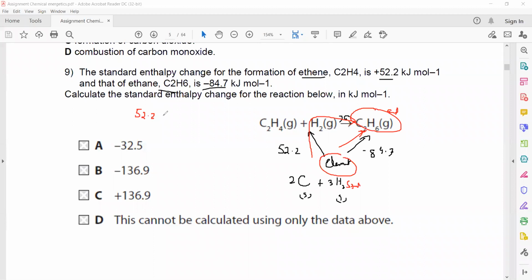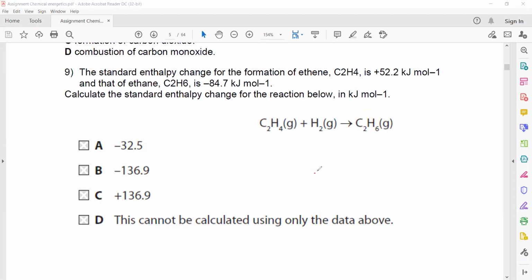So it will be 52.2 plus x equals minus 84.7. On the other side, the 52.2 is positive, so it will become negative: 84.7 minus 52.2. The answer for this one will be negative 36.9. That is the enthalpy change of the reaction. Is this clear? So whenever formation is given in the question, what we add as a link is the element. And the element forming the reactant and the reactant forming the product is the same as the element directly forming the product. If combustion is given, you will have a combustion product. The element burned produces that combustion product, and the product can burn and produce the same combustion product.